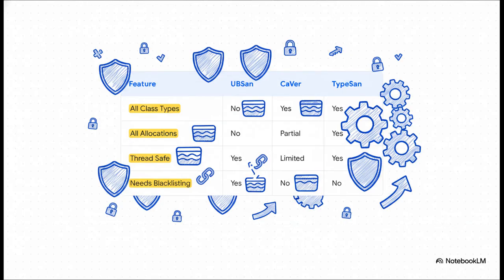And this chart, wow, it really tells the story. You look at the early tools, like UBSAN, and you see all these no's, major gaps. Then Caver comes along, the next generation. It's better, sure, but it still only partially tracks memory and had some issues. And then you get to TypeSan. Just look at that column. Yes, yes, yes, yes. It supports everything, tracks everything, it's thread safe, and you don't have to manually tell it what to ignore. It's just a clean sweep, no contest.